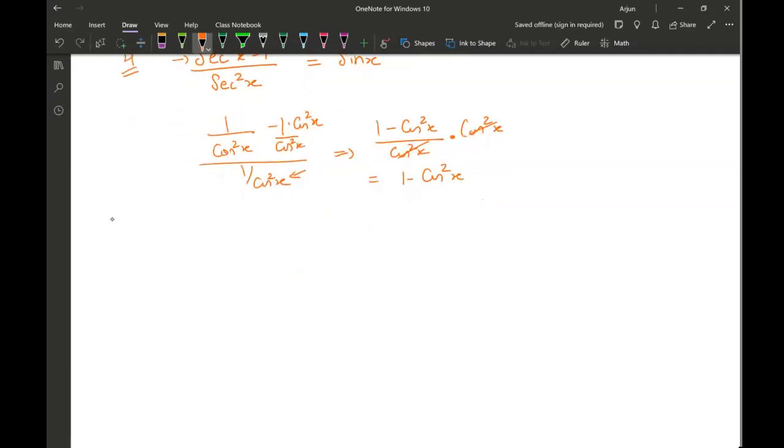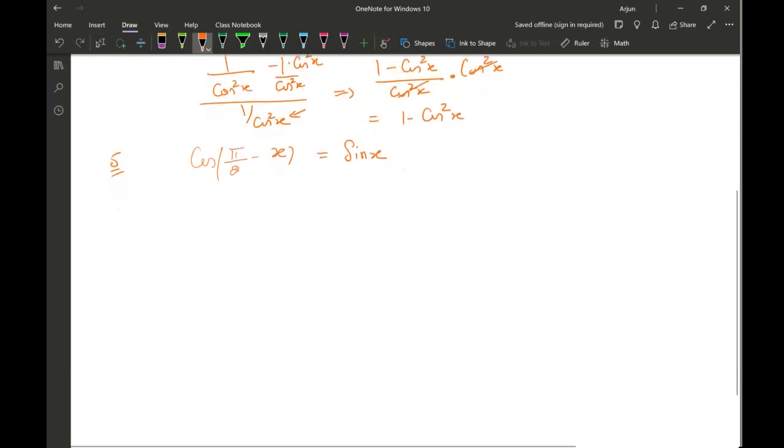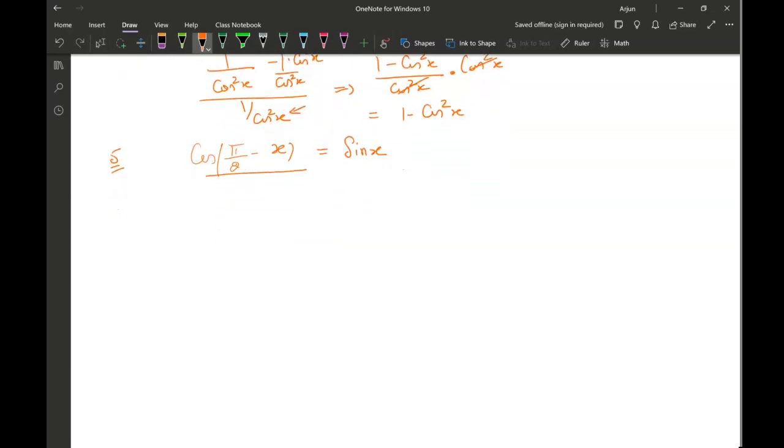All right, let's look into question number 5. So cos of pi over 2 minus x, that is the question, is equal to sine x. That's what I want to prove it equal to.